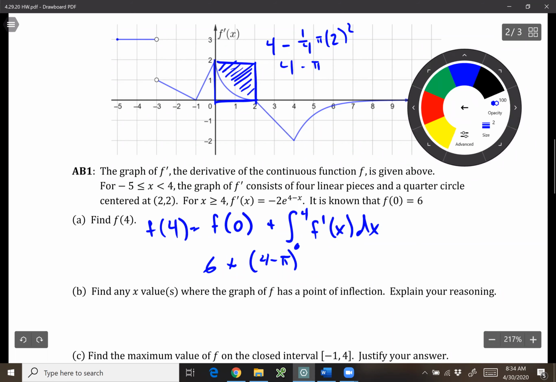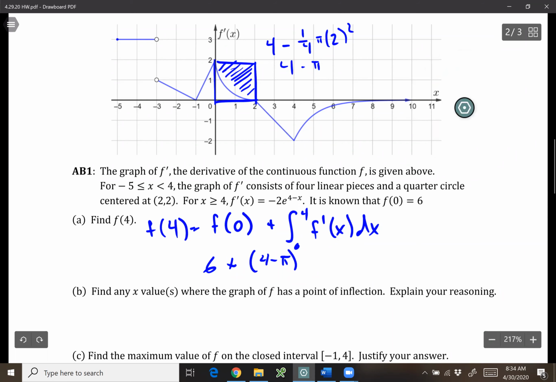Then next we're going to do the area of this triangle. So that's 1/2 times 2 times -2. So we're going to get 6 plus 4 minus pi minus 2. And then next we have the area from here to, oh no, we just wanted from 0 to 4, right? So now we're at 4, so we're good. So this now becomes 6 plus 4 is 10. 10 minus 2 is 8. So it's 8 minus pi.